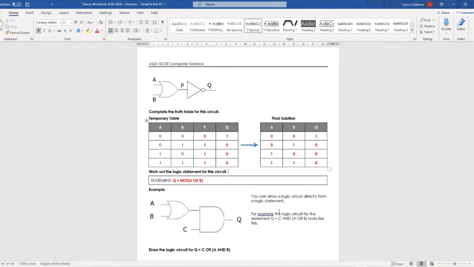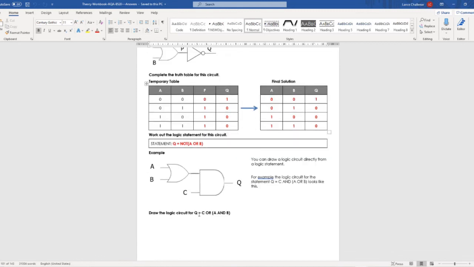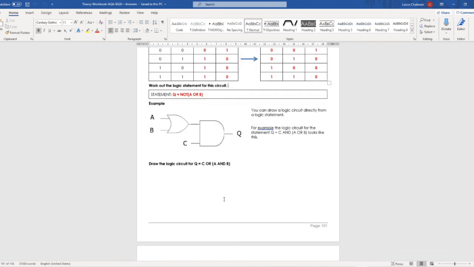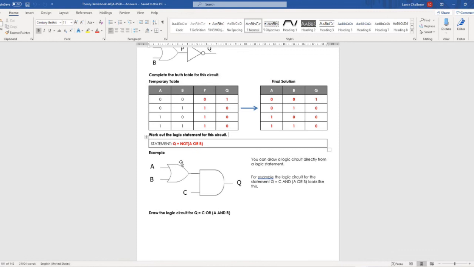And then we have another logic circuit here. It says draw the logic circuit for Q equals C OR A AND B. So when we're drawing this, right, C has to go into an OR gate. And that's C and A or B. Or is that the one below? Okay, yeah, it is. Right, okay. I was going to say because that's wrong. Right, C and A or B. So C and A or B is here.